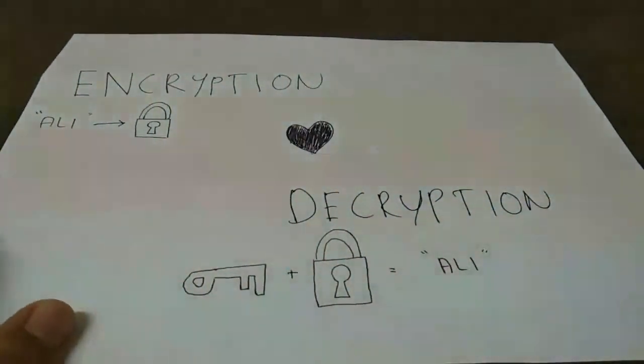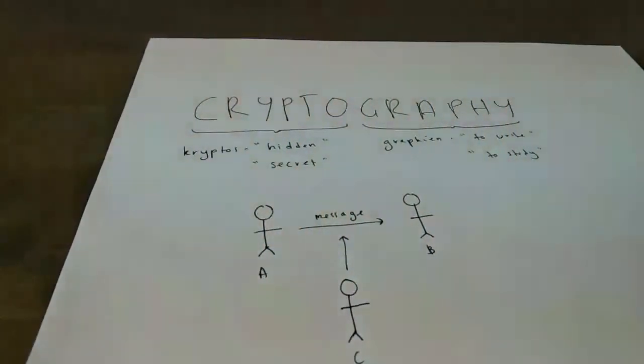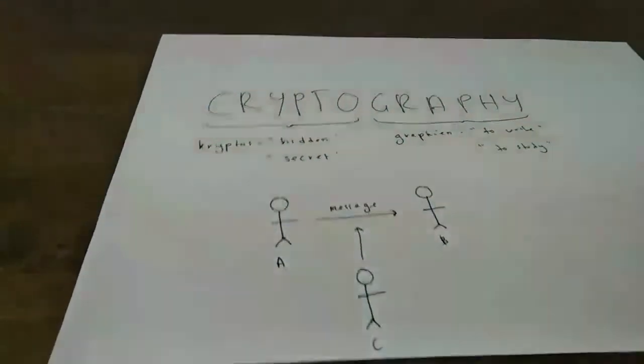So we will go back to the three people. Okay, so right now we have three people here. Right? We have three people. So what's the point of having these three people?